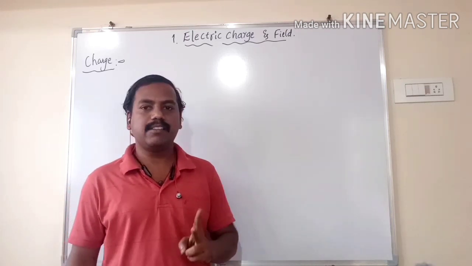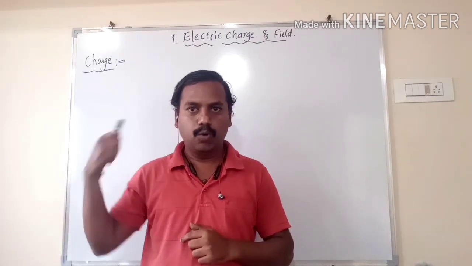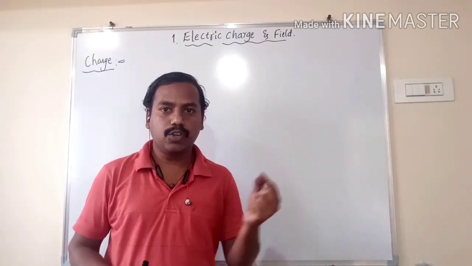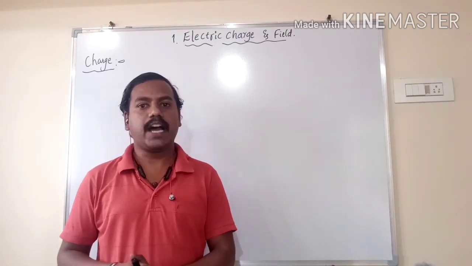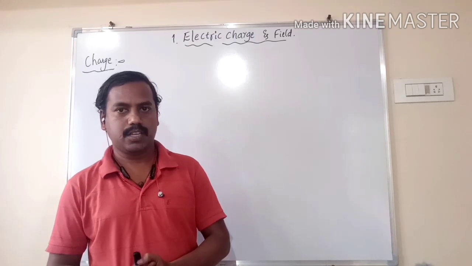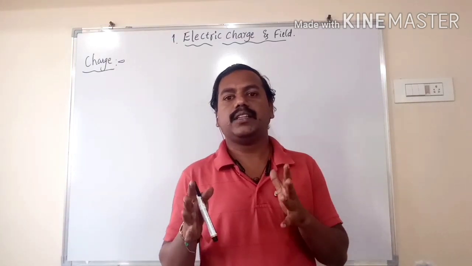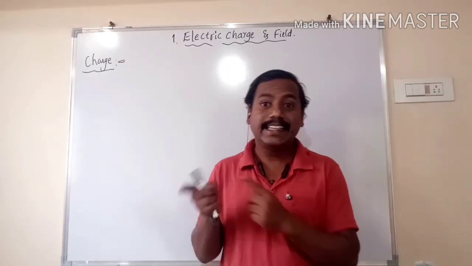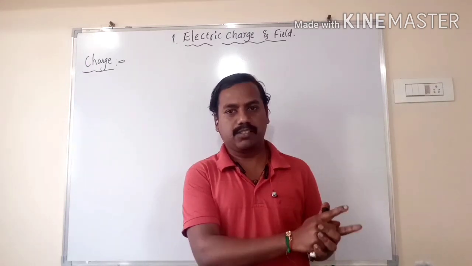And the second thing is, during combing of your hair, comb your hair properly and hold that particular comb very near to small pieces of paper, and those pieces of paper attach to the comb. It is also due to the charge. So like this we have plenty of examples of charge. But remember one thing, whenever a body loses electrons or gains electrons, at that time it gets charged.